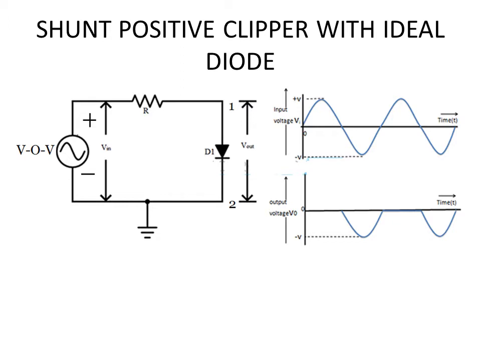It is connected parallel to the diode, and the output will be measured across the diode between the 2 points represented as number 1 and 2. These are the 2 points across which we will connect the CRO to examine the waveform. The input is given to the diode in such a way that they are parallel to each other. Therefore, this circuit is referred to as a shunt positive clipper. Shunt means parallel.